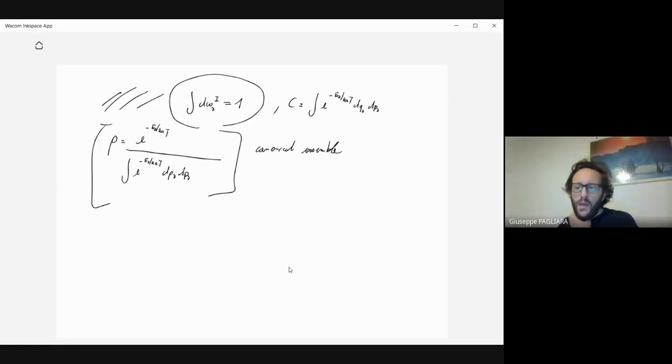And next time we will discuss the interpretation of this ensemble and how to use it in practice.